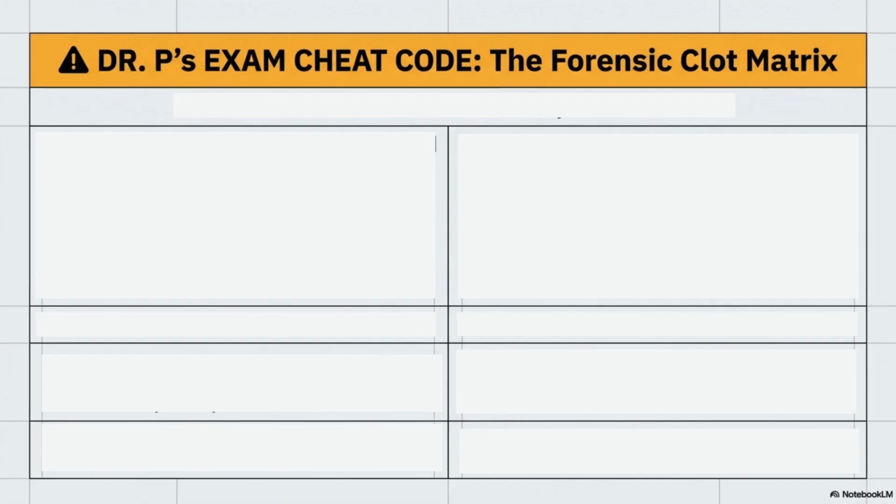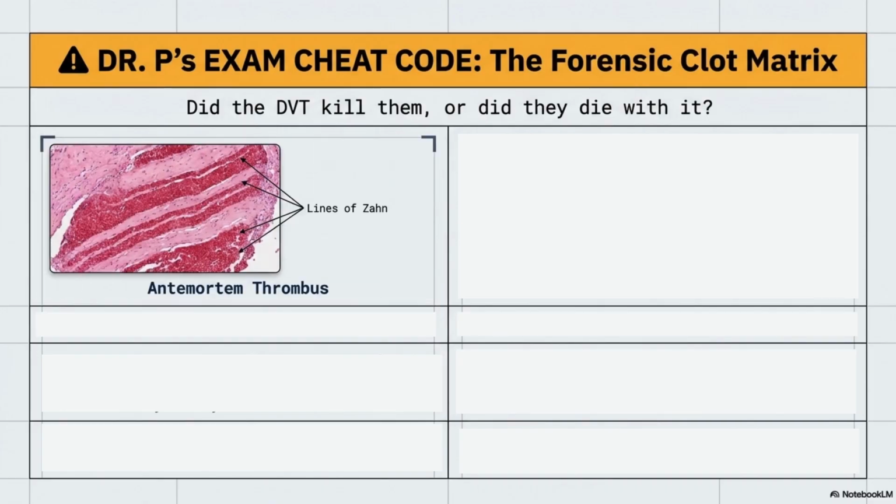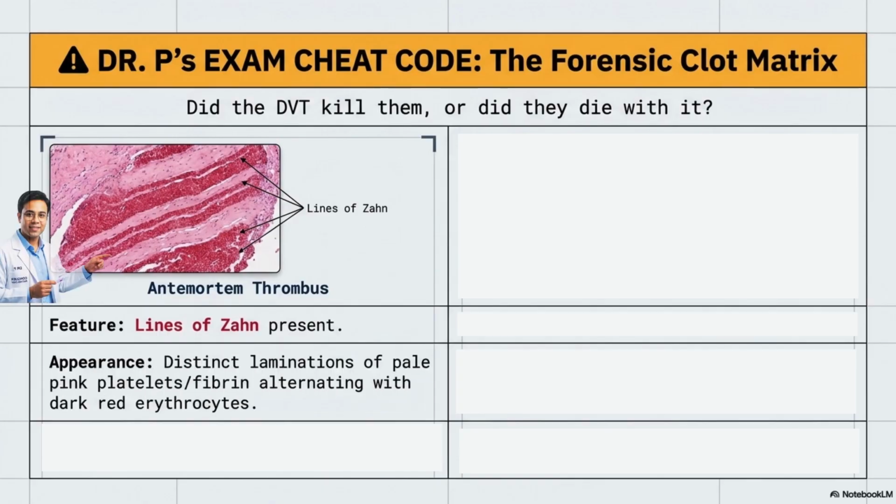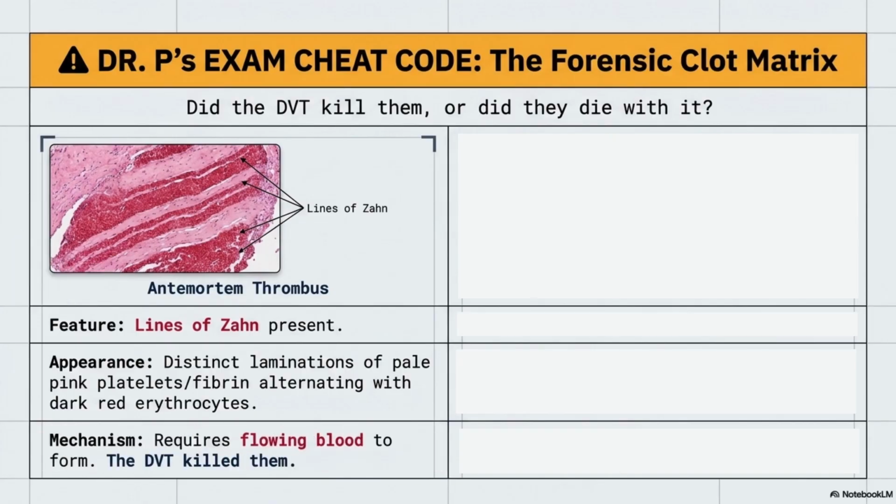It is time for Dr. P's exam cheat code, the forensic clot matrix. A common question for pathologists is, did the DVT kill them or did they die with it? Let's compare. For an antemortem thrombus, the defining feature is that lines of Zahn are present. The appearance shows distinct laminations of pale pink platelets and fibrin alternating with dark red erythrocytes. The mechanism is that this requires flowing blood to form. This means the DVT killed them.